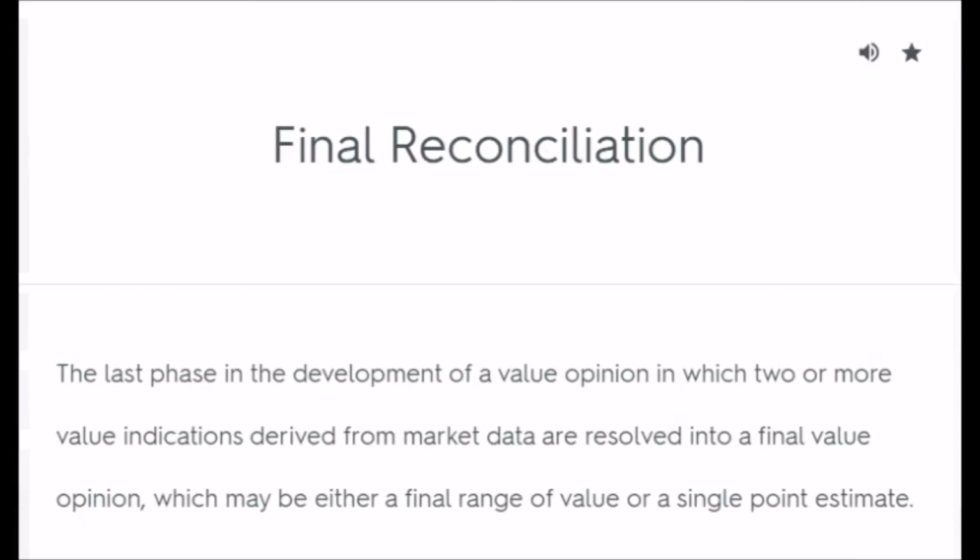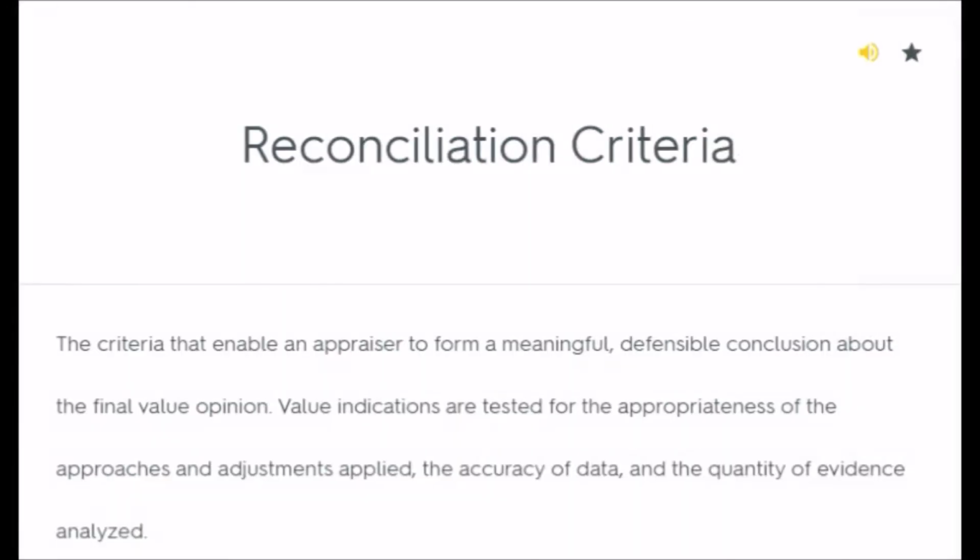Final reconciliation: the last phase in the development of a value opinion in which two or more value indications derived from market data are resolved into a final value opinion, which may be either a final range of value or a single point estimate. Reconciliation criteria: the criteria that enable an appraiser to form a meaningful, defensible conclusion about the final value opinion. Value indications are tested for the appropriateness of the approaches and adjustments applied, the accuracy of data, and the quantity of evidence analyzed.